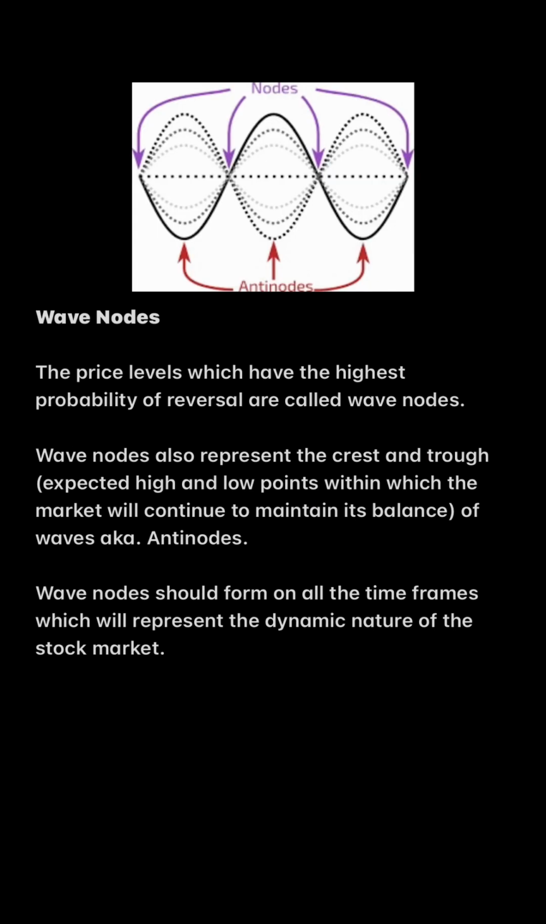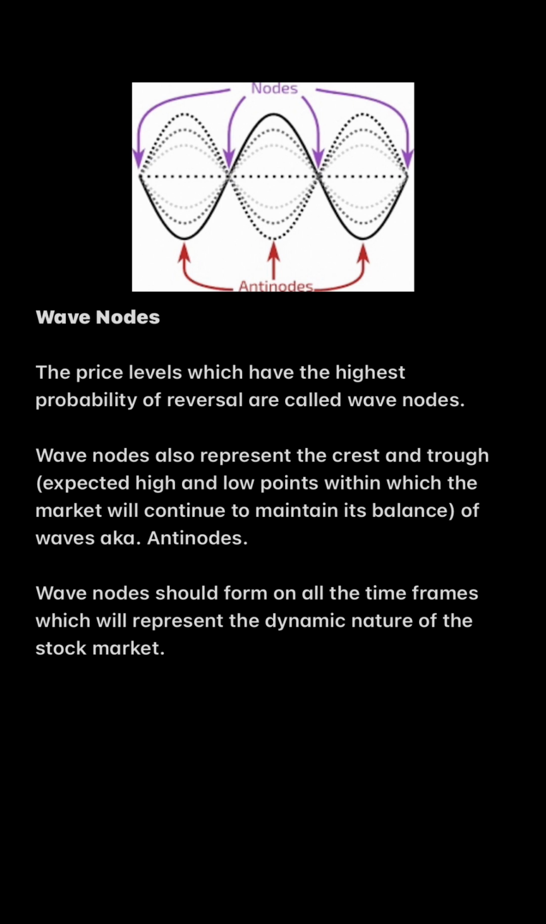So let's talk about the wave nodes, right? Price levels which have the highest probability of reversal are called wave nodes. Wave nodes also represent the crest and the trough, the expected high and low points, between which the market will continue to maintain its balance, and are also known as the antinodes, those high and low points. Wave nodes should form on all time frames, which will represent the dynamic nature of the stock market.